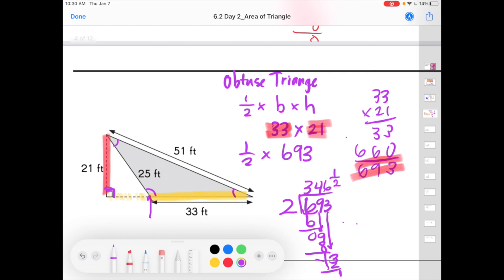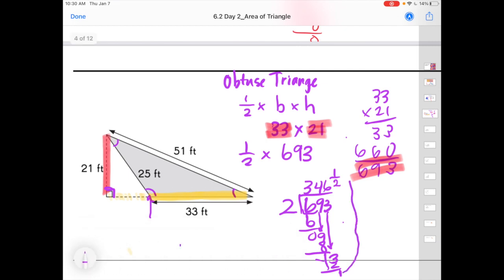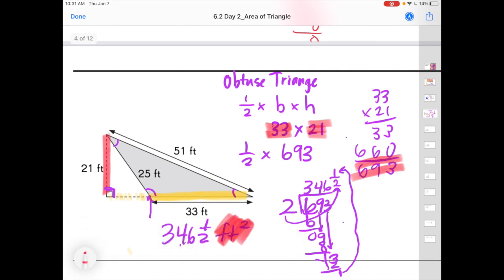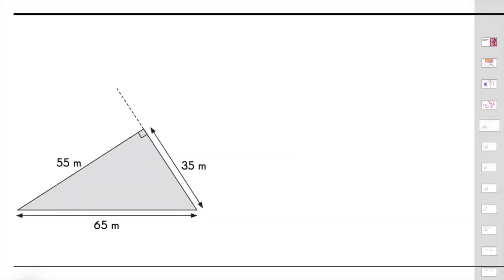We did have a remainder of 1, but remember that remaining part becomes the numerator and the divisor is the denominator. So we have 346 and 1/2. So the area of this obtuse triangle would be 346.5 square feet, or feet squared. Don't forget your label of square units when you're labeling.